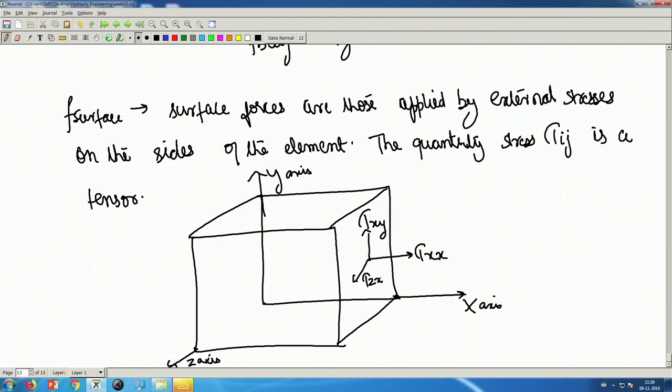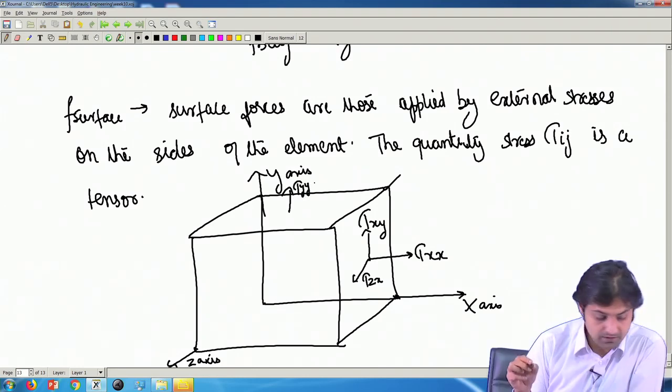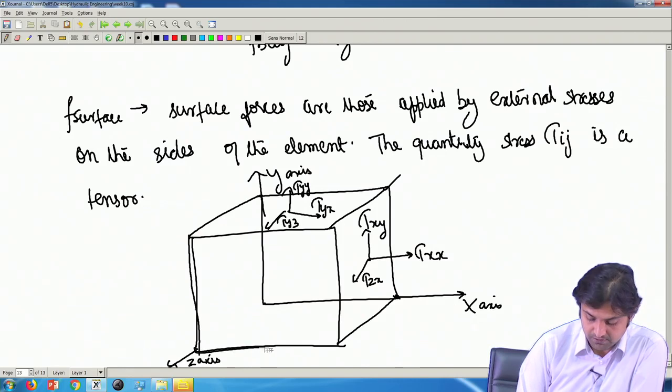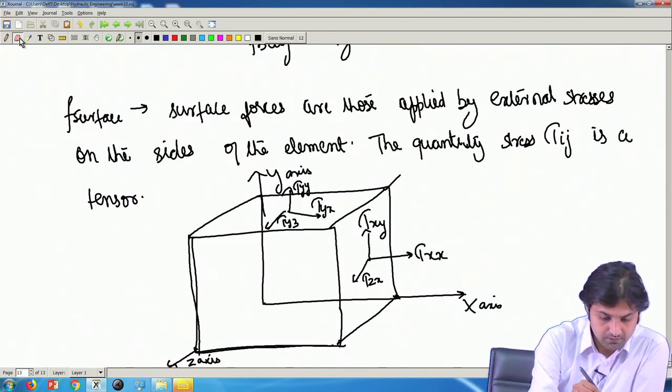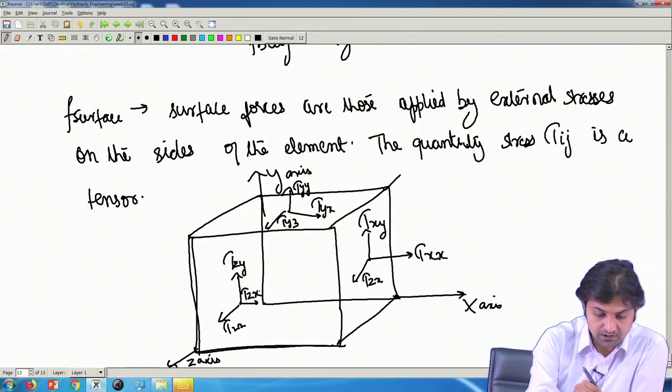Similarly, if we write on the y surface, the upside is going to be tau yy, this is going to be tau yx, and this side it's going to be tau yz. If we write on this surface, it's going to be tau zy, because this is the z surface, then tau zz, and this is tau zx because it's in the x direction. All right.